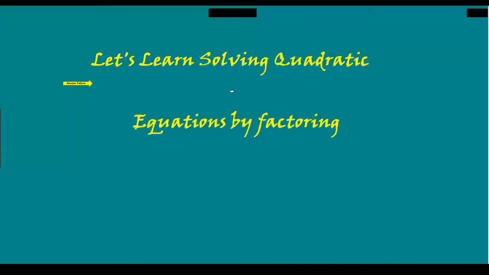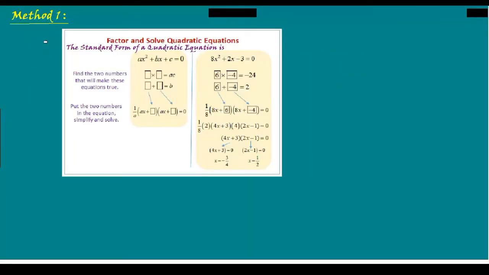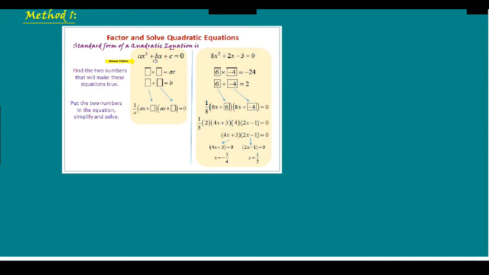Today we are going to learn solving quadratic equations by factoring. I am going to explain two methods. Let's look at method 1, factor and solve quadratic equations. We know that this is the standard form of an equation, ax squared plus bx plus c equal to 0. We also know that a, b, c are real numbers and a not equal to 0. That is the condition for any quadratic.